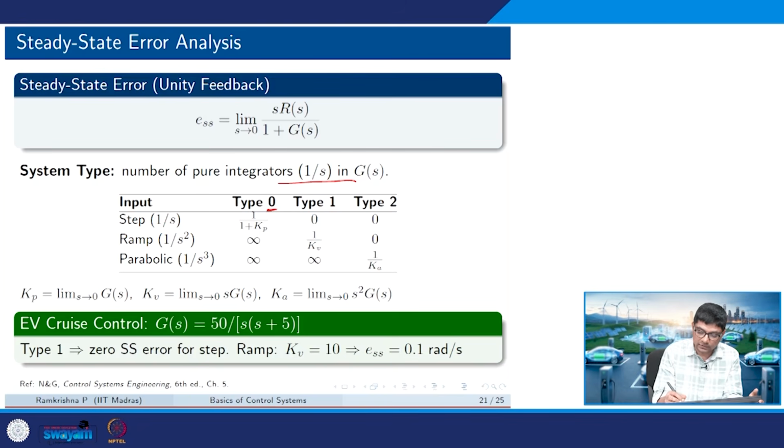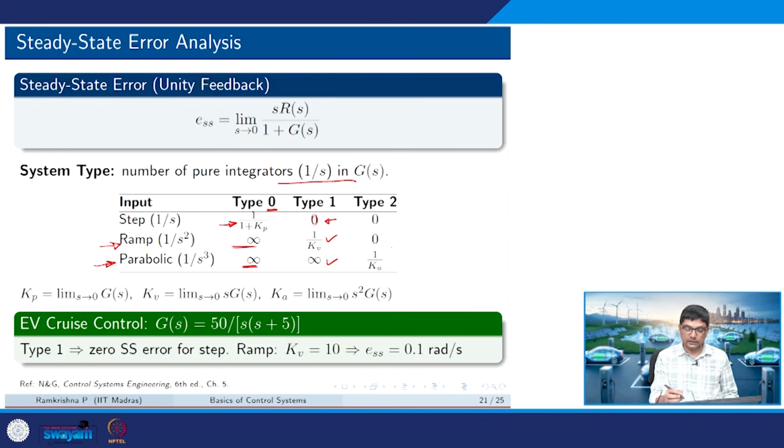Similar computations will tell me that for a type 0 system, when there are 0 integrators, for a step input there is a certain error. Again, for a type 0 system, if the input is a ramp, the steady state error goes to infinity. Similarly, for a parabolic input also, the steady state error will go to infinity. If I have a type 1 system, which is the example that we worked, when the input is a unit step, I have a 0 error. For a unit ramp, I will have a constant error, and for a parabola, infinity, and so on and so forth.